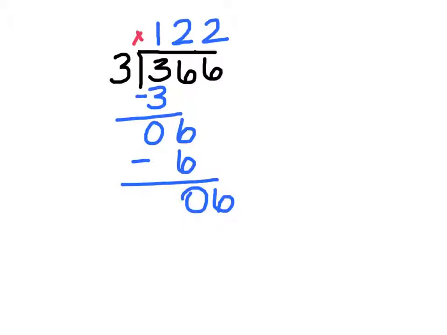How many times? Multiply. I'm going to multiply 3 times 2, and I get 6. How many times? Multiply, subtract. And now, bring it down. There is nothing left in this column to bring down. So my problem is all done. You have completed this problem, and the quotient for this problem is 122.